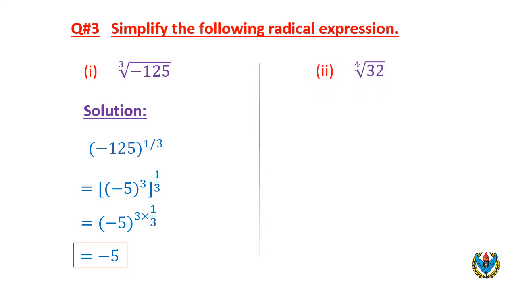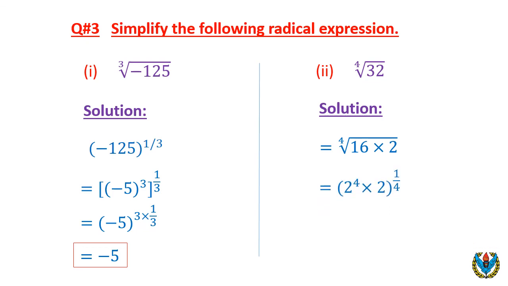Now part 2 is square root of 32 with index 4. Its solution is, we can write 32 as 16 multiplied by 2 and 16 as 2 power 4, because 1 by 4 is the power of both the numbers 2 power 4 and 2, so we can multiply 1 by 4 with both the powers of 2 power 4 and 2, and after simplification we have the answer.